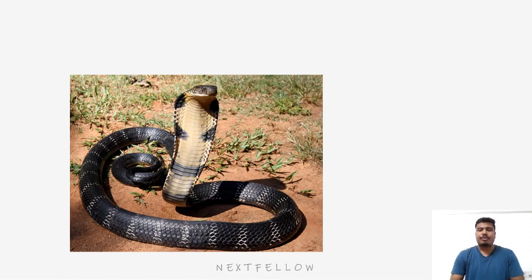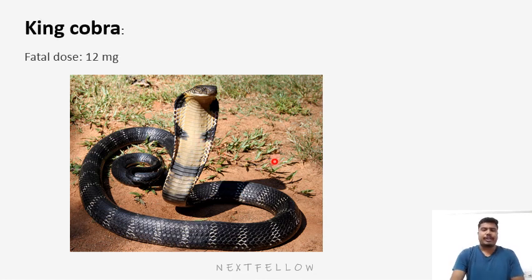This is the image of the king cobra. It has a hood which is large but narrow, and it also has white or yellow color bands, which you can see over the whole body. The belly scales are large, as we have learned previously. The fatal dose of king cobra is 12 milligram.